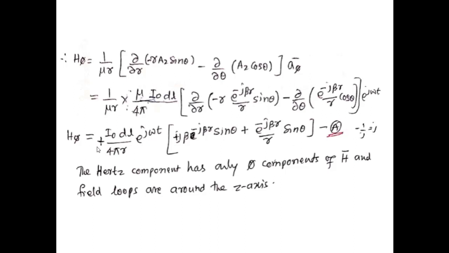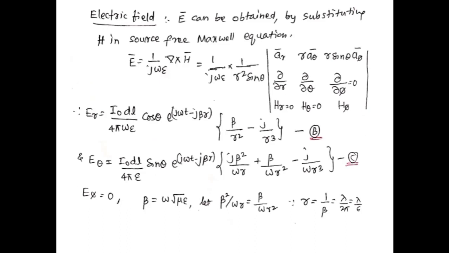Therefore, H_φ is equal to plus I₀ dl e^(jωt) divided by 4πr into bracket plus jβ e^(−jβr) sin θ plus e^(−jβr) divided by r sin θ. Call this equation number A, where minus 1 by j is plus j. The magnetic field has only the φ component of H bar, and field loops are around the z axis.